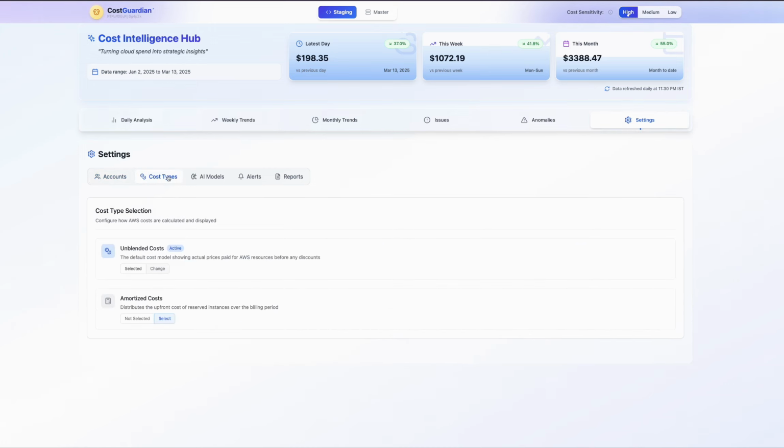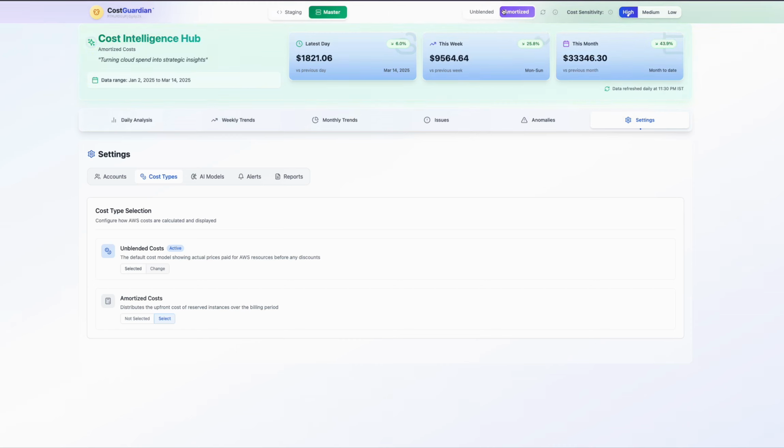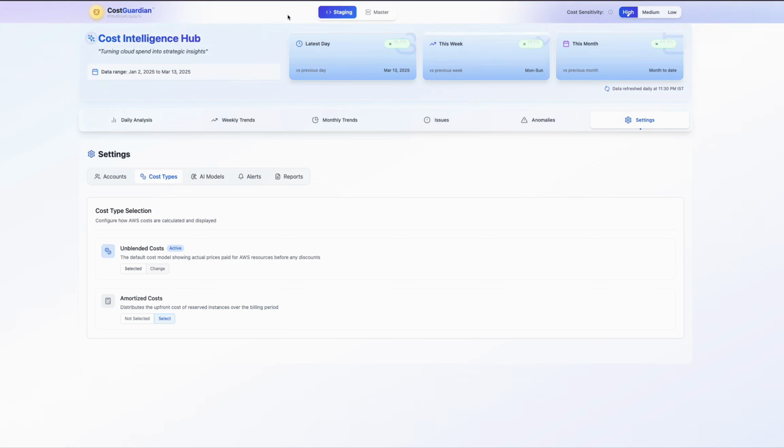We support multiple different cost types, unblended and amortized cost. For example, in the staging account, we are just monitoring the unblended cost, but in the master account, we have both unblended and amortized cost. Based on the account, you can select and enable the amortized and unblended cost. It does not charge any extra. It's just which cost you want to monitor in CostGuardian.